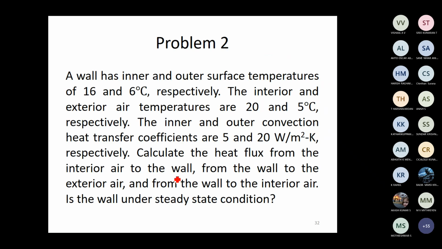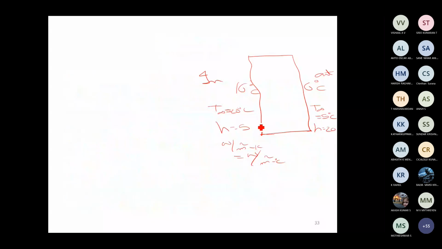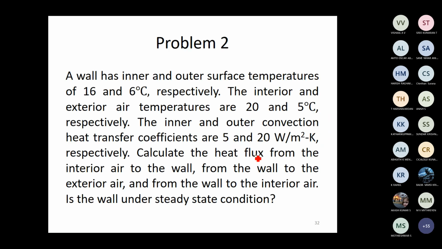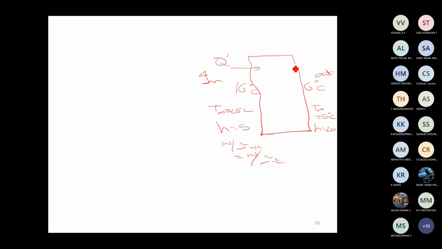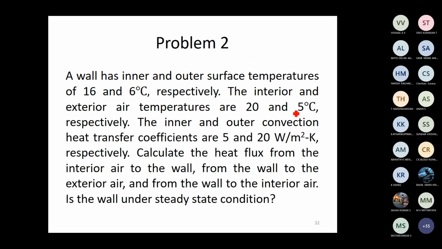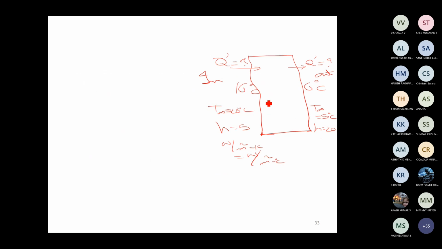Now, calculate the heat flux from the interior air to the wall. What is to be calculated is the heat flux from interior air to the wall. Heat flux is represented as q prime. Then find from the wall to the exterior air. So this is how much? Then from the wall to the interior air, so this is how much? This is the third question. And one final question is, is the wall under steady state condition? So we have to find out.